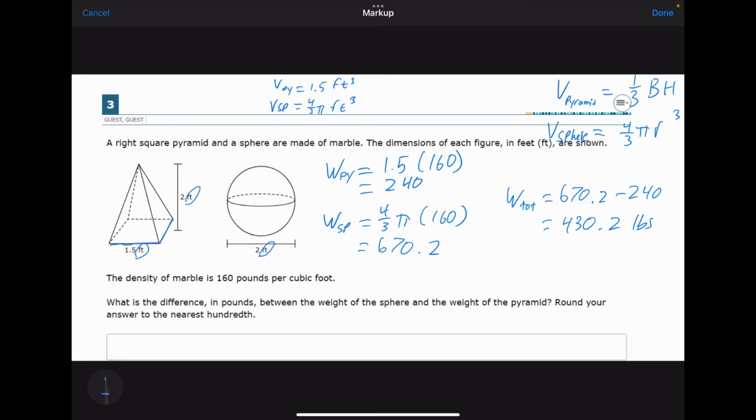So the final answer to this question, after finding the volume, multiplying it by the density, and then subtracting out, this is the final answer they're looking for. And this is a write-in answer question, so this is not multiple choice. This is an instance where you'll have to actually type 430.2 into the answer region, which is down there. So, all right, that's question number 3.